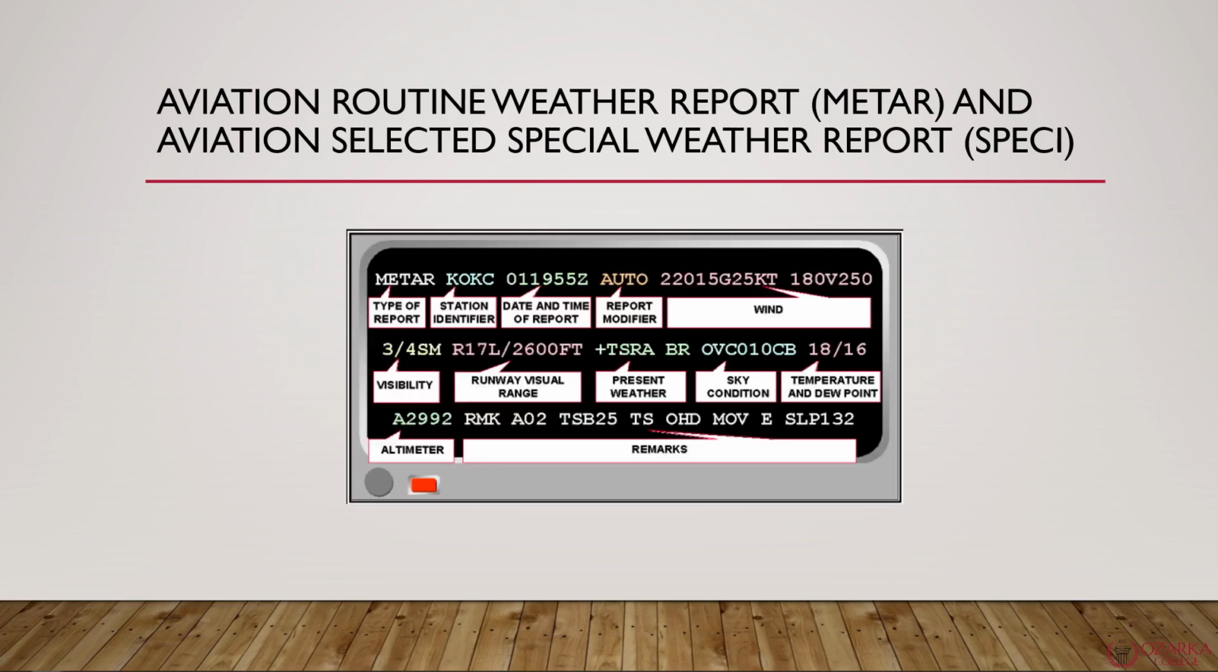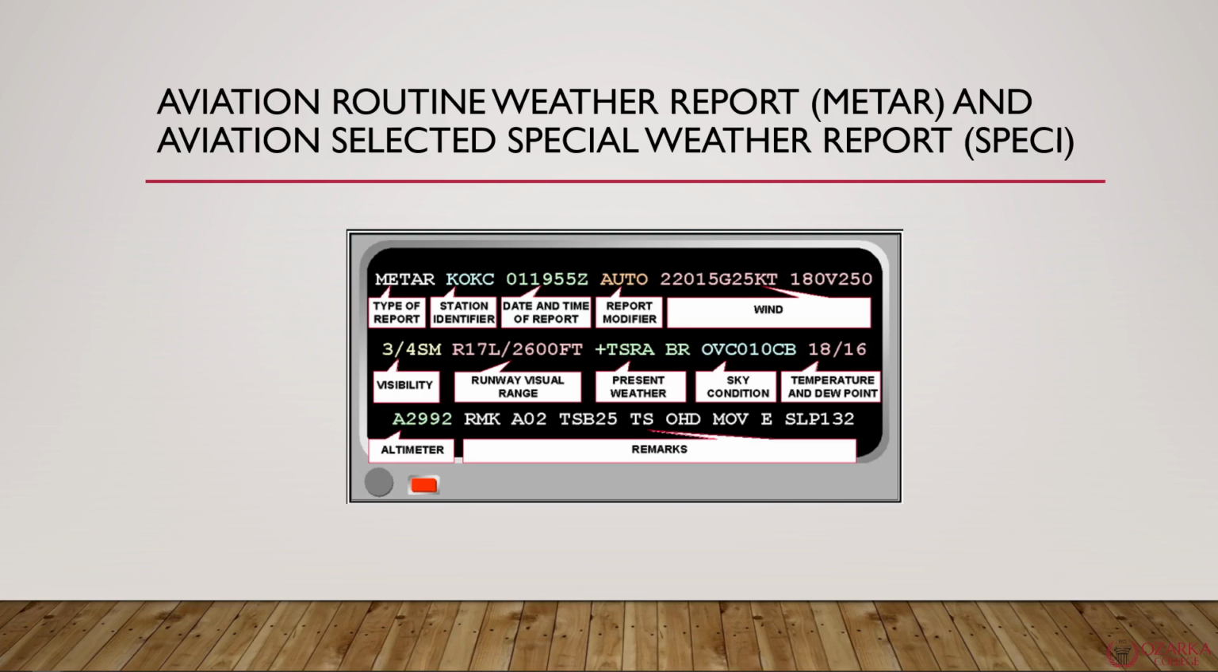So here's a METAR broken down, okay? The METAR says the type of report right up at the beginning, METAR. And then the station identifier, KC, the date and time of the report. This report is from the 1st at 1955 Zulu. It is an automated report.